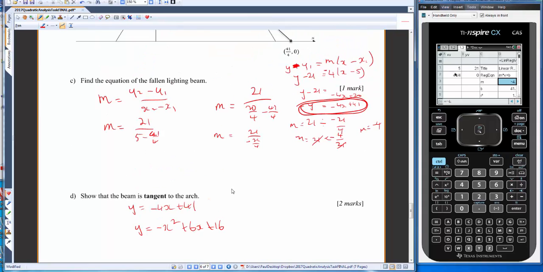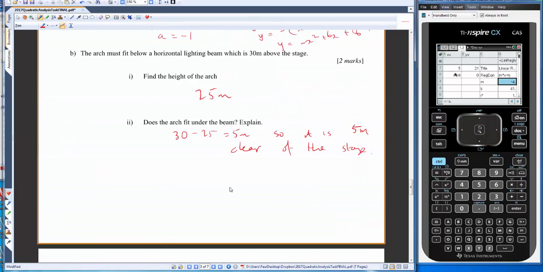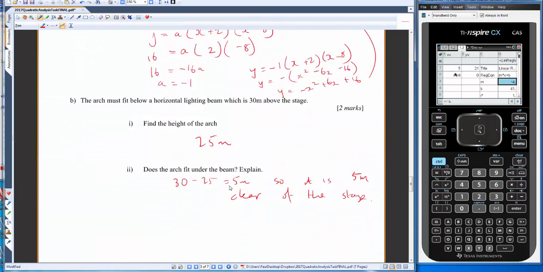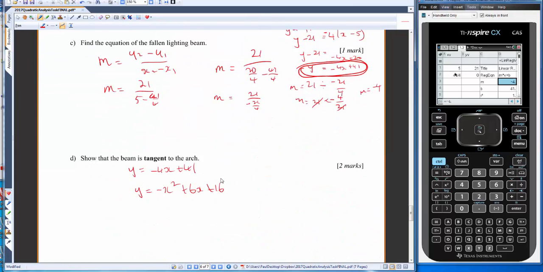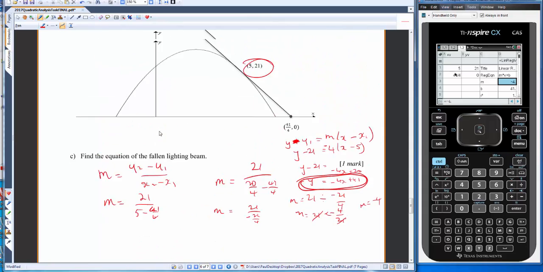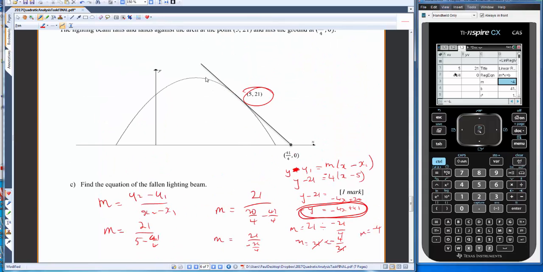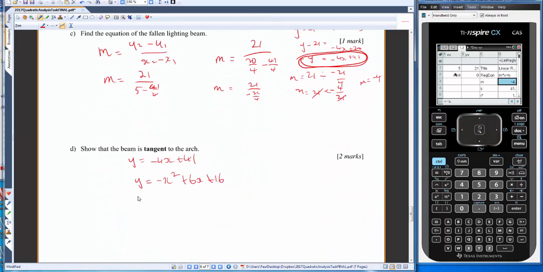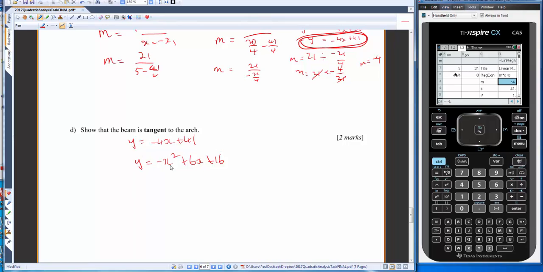Let me just check that, negative x squared plus 6x plus 16. Yep, alright. So the idea is that when something is a tangent to a curve, we remember from quadratics, this is going to have a discriminant of 0. So if we equate the 2 equations and run the discriminant check on the result, the discriminant should be 0. Right? So let's do it.